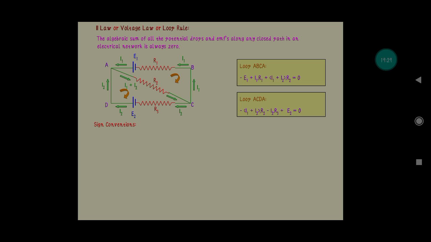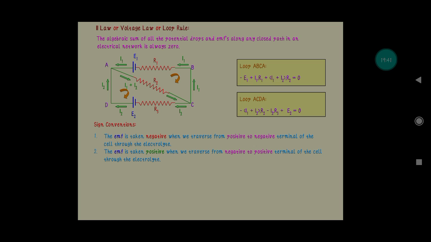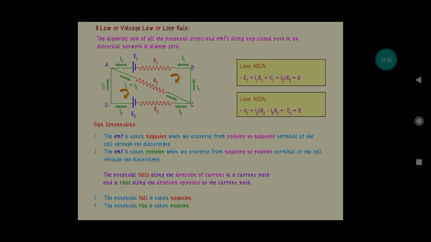This is the idea of doing any kind of problem. This is what this law tells us. And the sign conventions, just now before we said, EMF is taken as negative when it is moving from positive to negative. Again, from negative to positive, it is taken as positive. And similarly, potential falls along the direction of the current in the current path, and it rises along the direction opposite to the current path. Just now before we said that, right? So I hope it is clear.